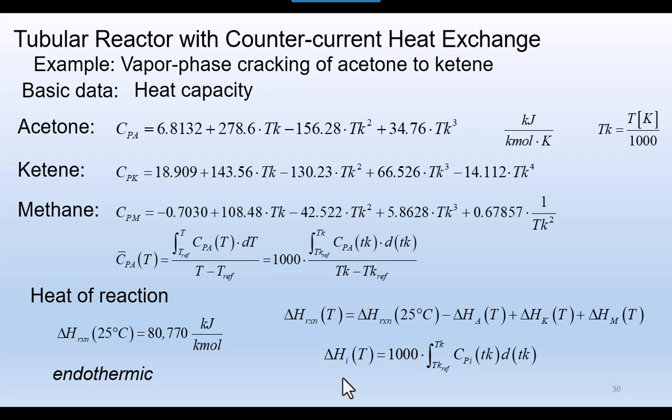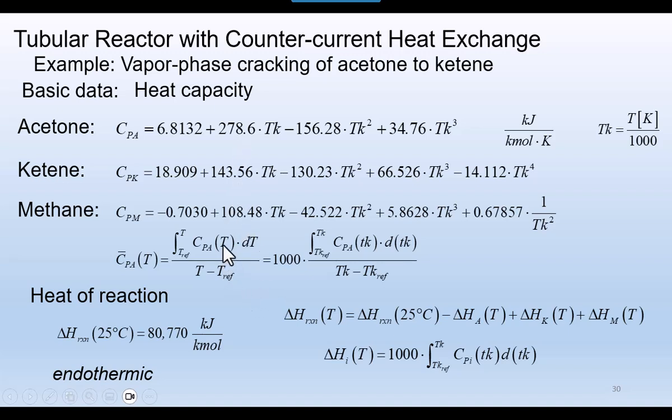additional information which we will require, getting expressions from standard sources for heat capacities as a function of temperature here. For acetone, a third order polynomial, ketene, fourth order, and for methane, third order polynomial plus an inverse term in temperature squared, where this is scaled temperature, temperature in kelvins divided by 1000. And then for each one of these, we can consider formulating based on a reference temperature and average heat capacity by integrating the above expressions.